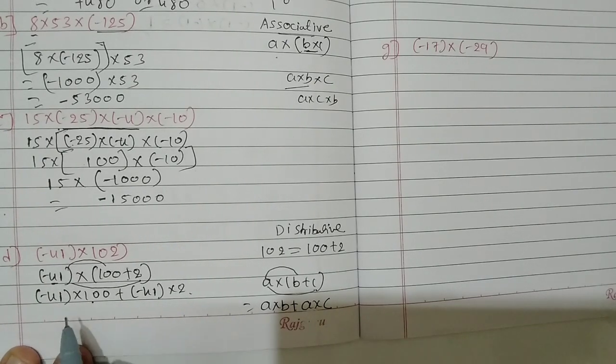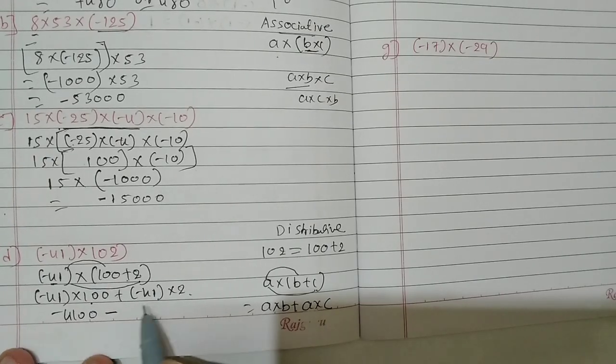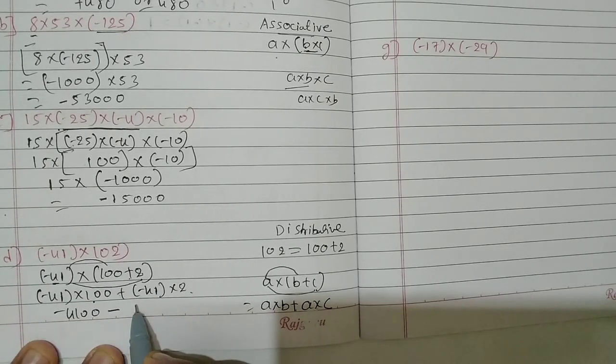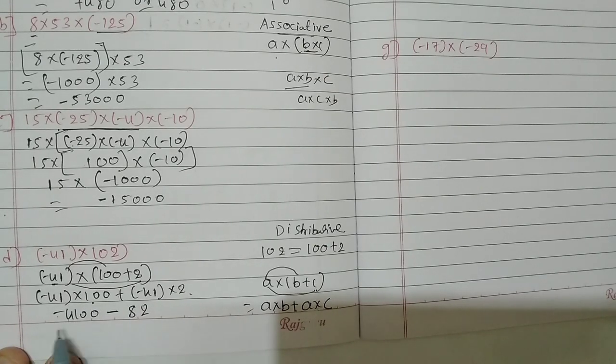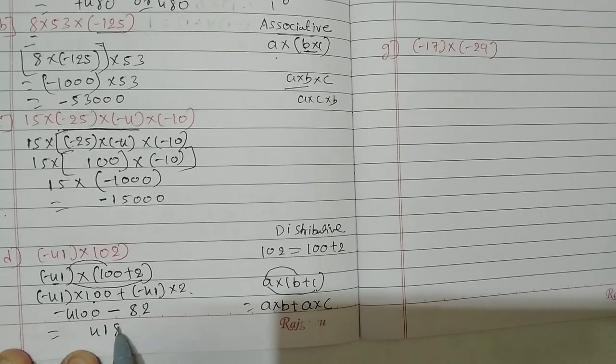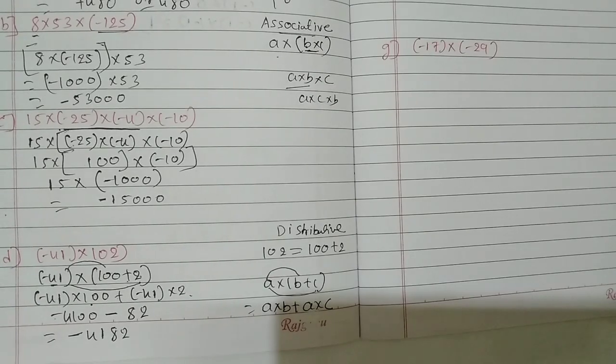So what is minus 41 into 100? It is minus 4100. Yes. So what is plus into minus here? Minus. So 41 into 2 is 82, right? So as both are minus, we have to add those numbers, meaning it is 4182. So it is a negative sign, right? So this is how we have to solve this under the distributive property.